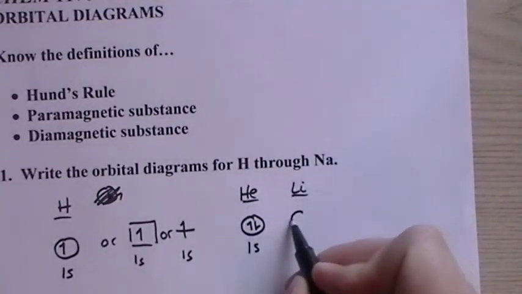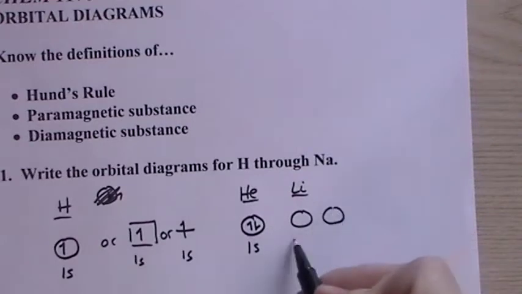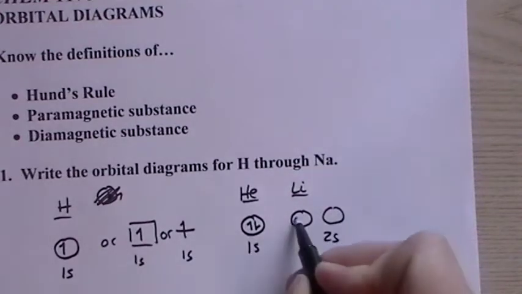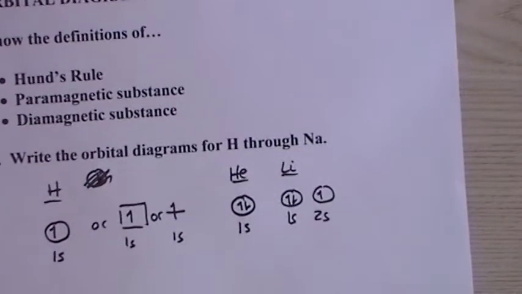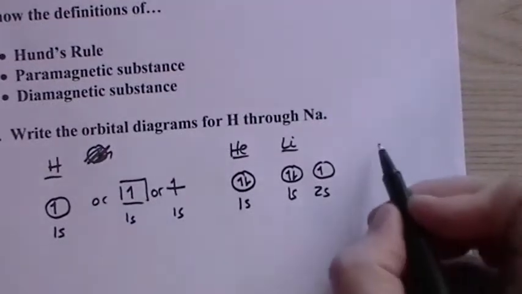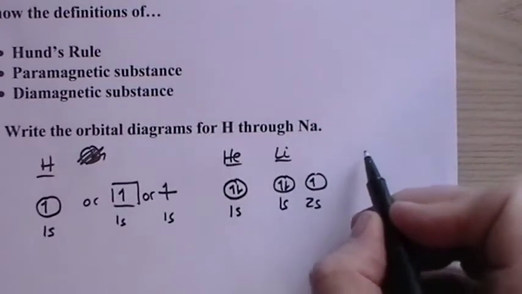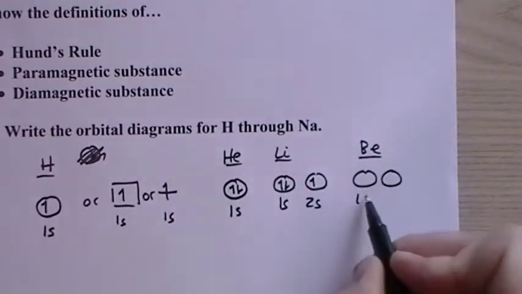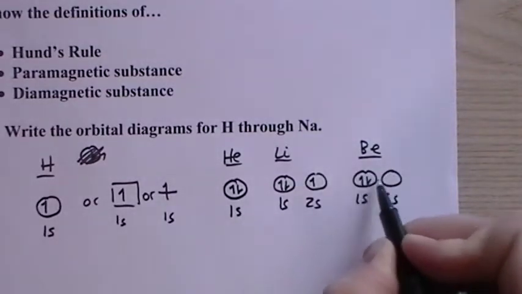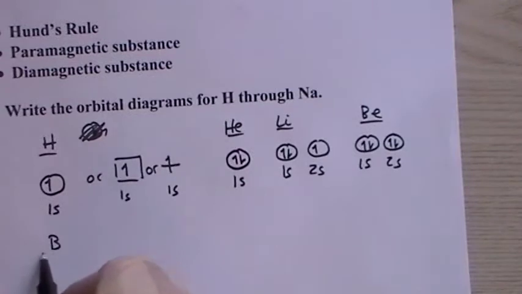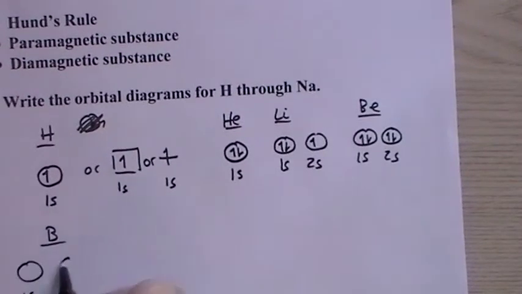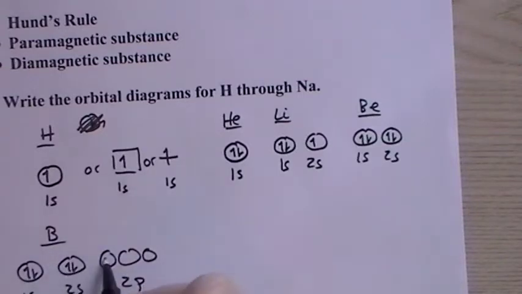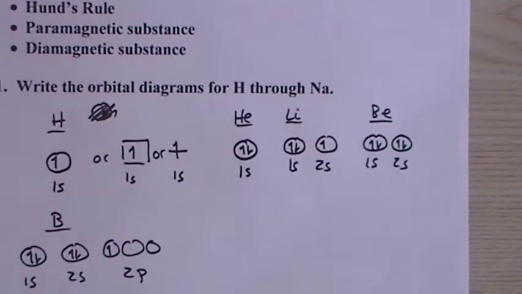Then lithium. 1, 2, 3. Then we have beryllium. Might have to use a couple of pieces of paper here. Boron. Now, if we have to go into another subshell, then you have to draw all of them.